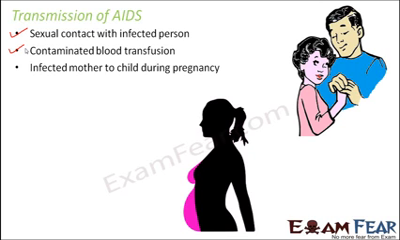Infected mother to child during pregnancy. Now during pregnancy, the placenta connects the mother's body to the child's body. So if the mother is HIV positive, there are chances that the child can also be HIV positive. However, it is not necessary that the child will be HIV positive. It is also possible that the mother is HIV positive but the child is still HIV negative. So that is also possible.